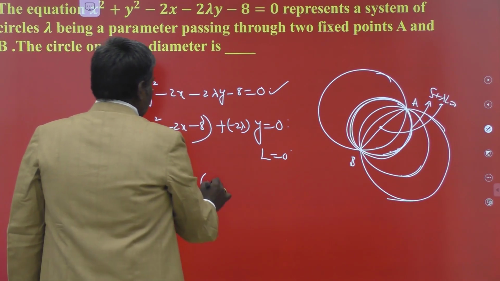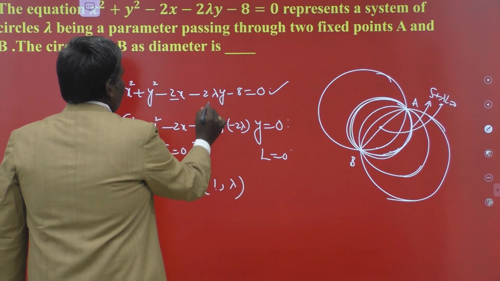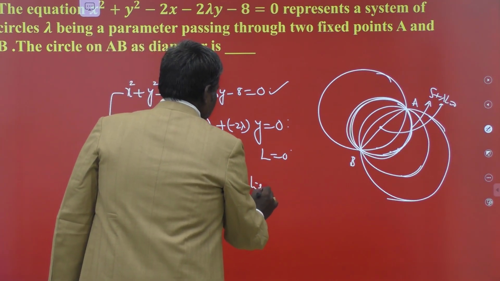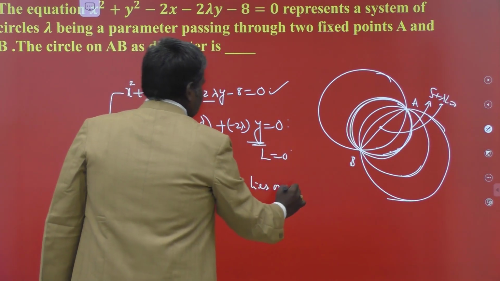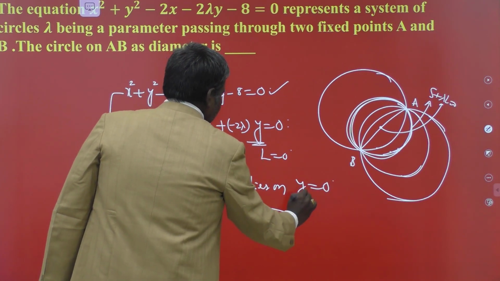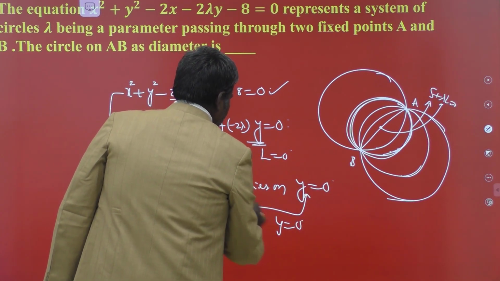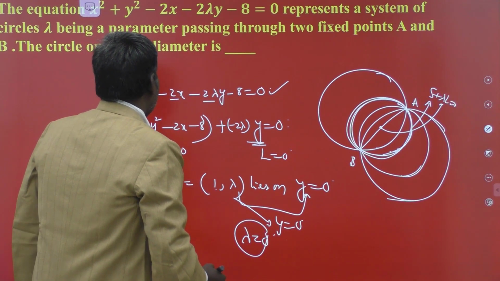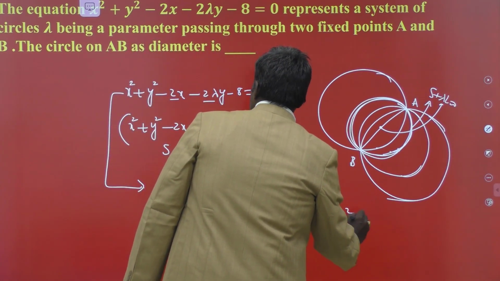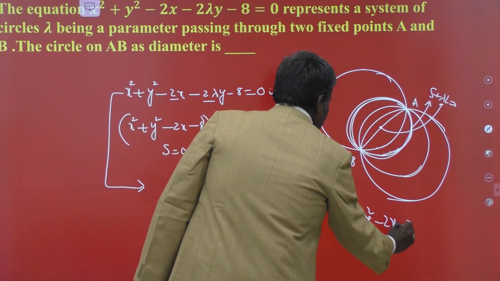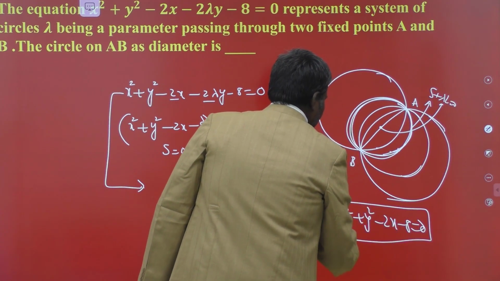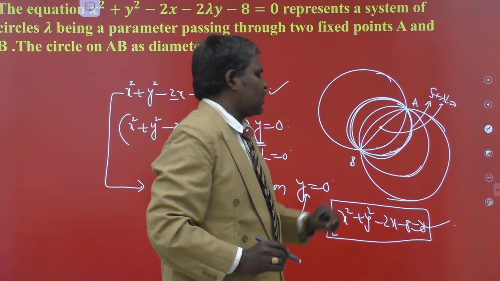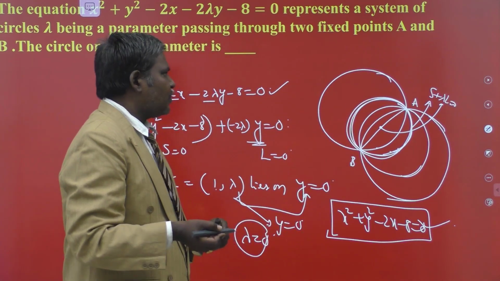The center C is 1 comma lambda: half of the x coefficient with negative sign, half of the y coefficient with negative sign. It lies on what? It lies on the radical axis, that is y equal to 0. Substitute here, y equal to 0, what happened? Lambda is equal to 0. So for lambda equal to 0, the equation becomes x square plus y square minus 2x minus 8 equal to 0. Very simple question for you. This is the circle in that system such that AB is the diameter of the circle. So I will explain the meaning of the question once again.